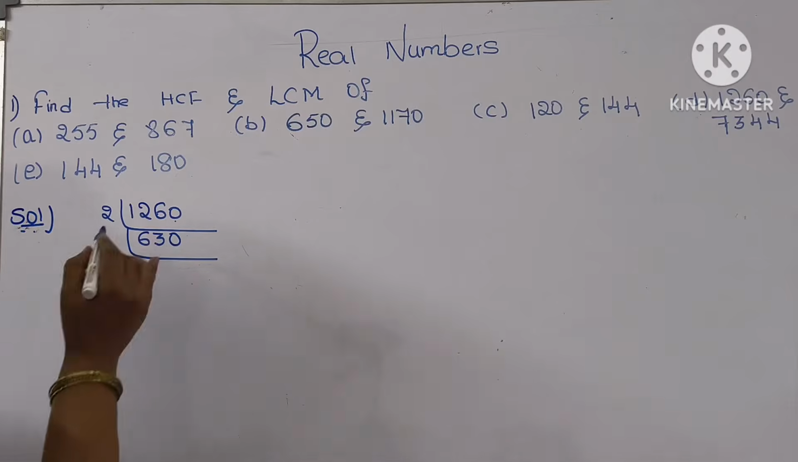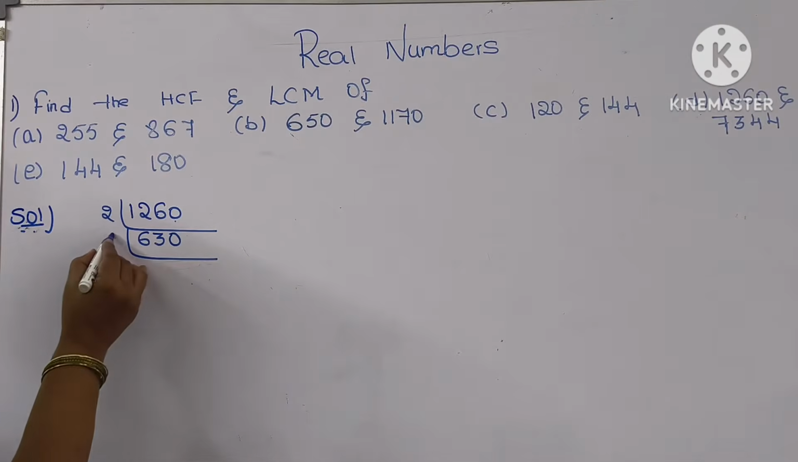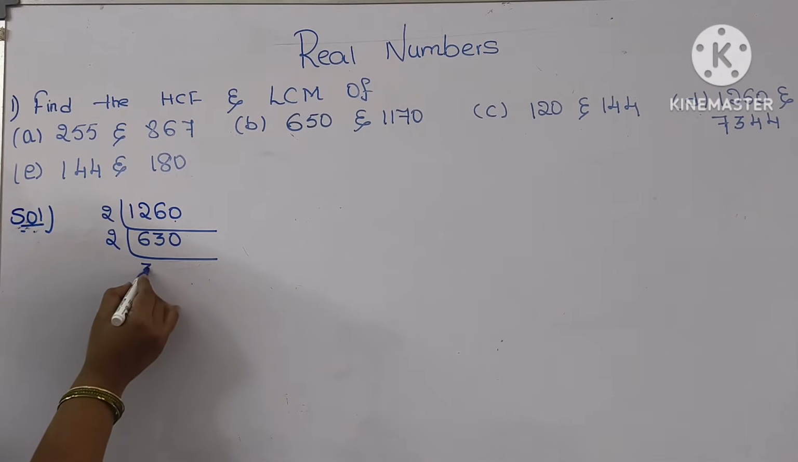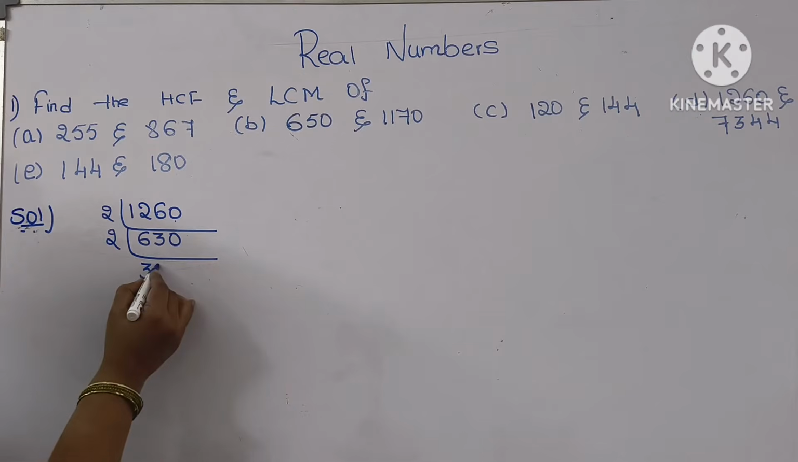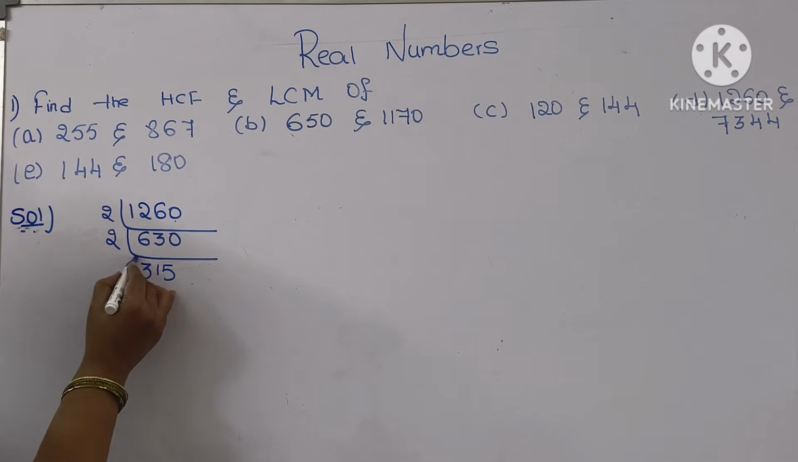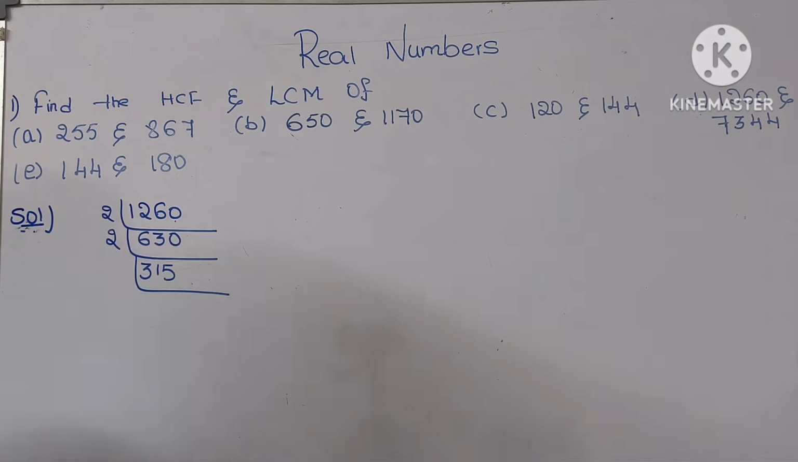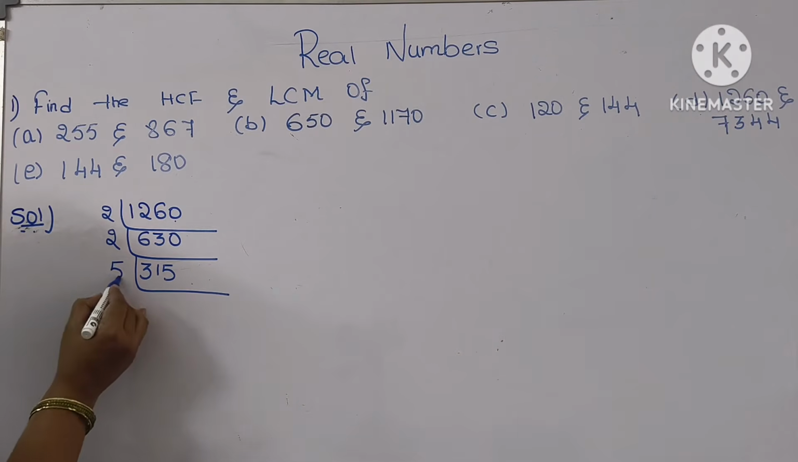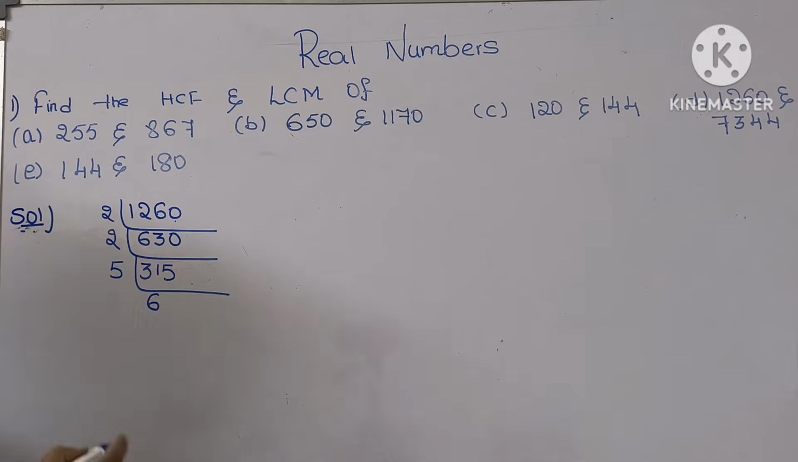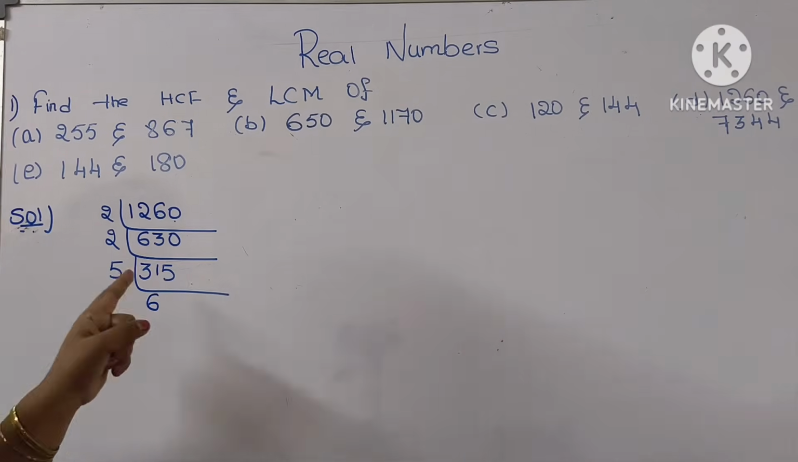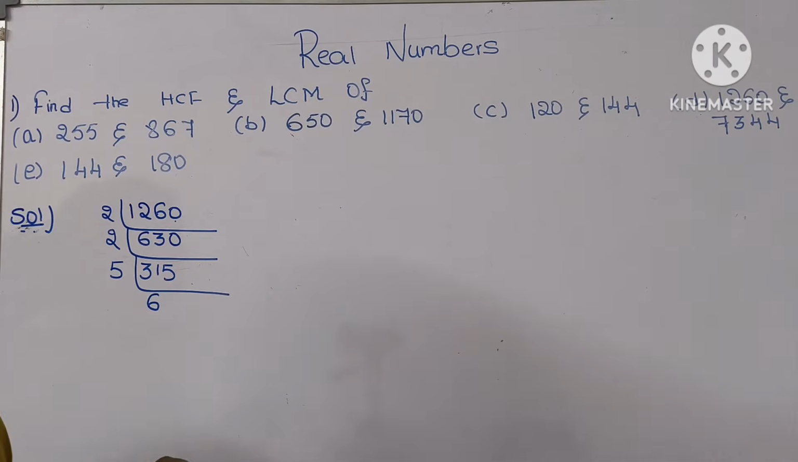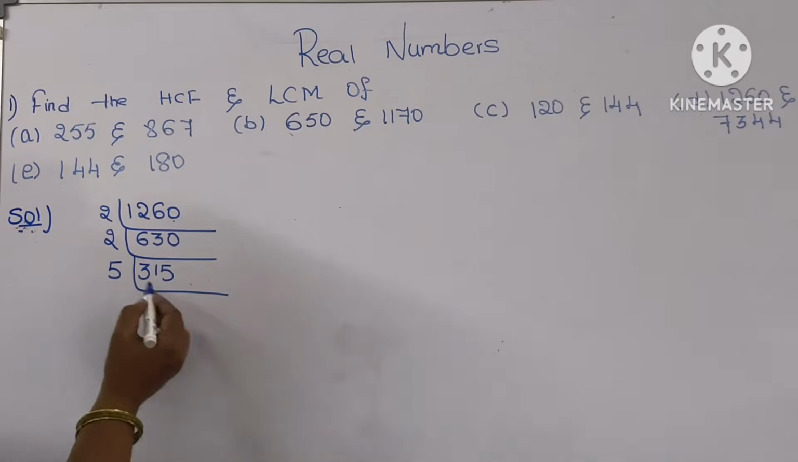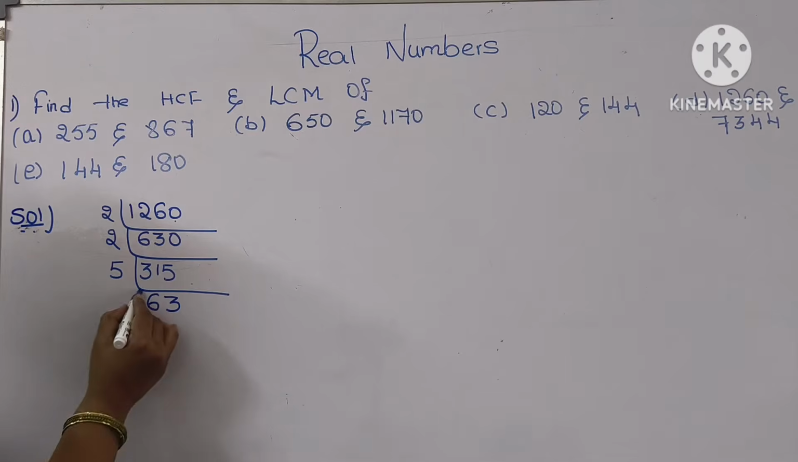Again it is ending with an even number. Continue to divide with 2. 2 threes are 6. Then I have 30. 2 fifteens are 30. The number is now ending with 5, so divide it with 5. 5 sixes are 30. 31 minus 30 is 1. 1 and 5 make it 15. Please do not add it and make it 6. Make it 15. 5 threes are 15.